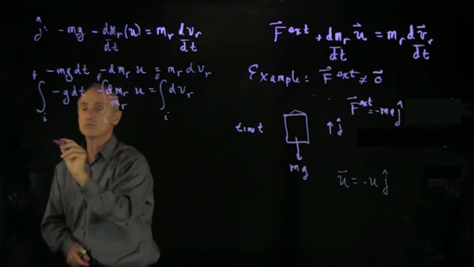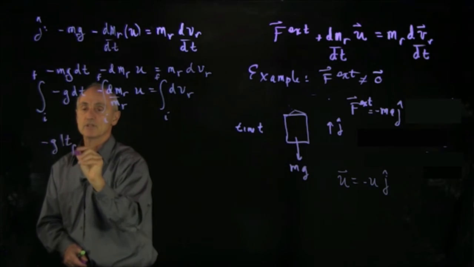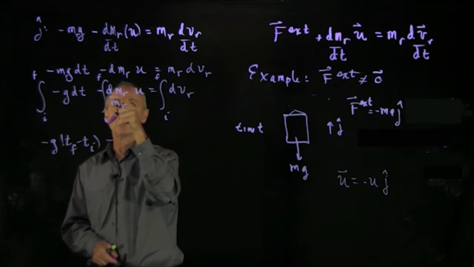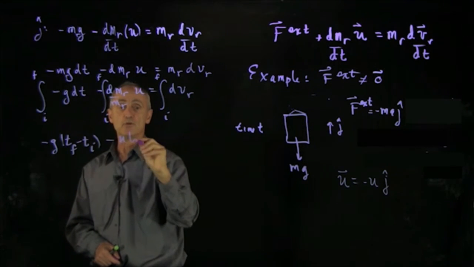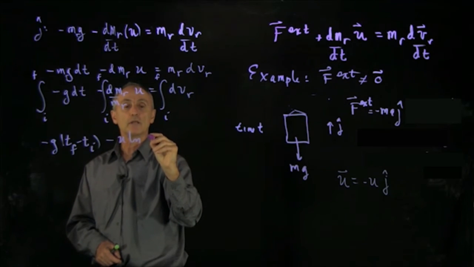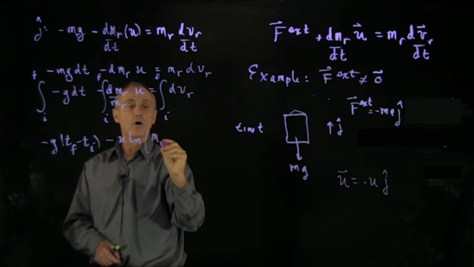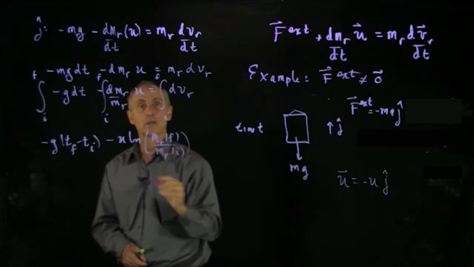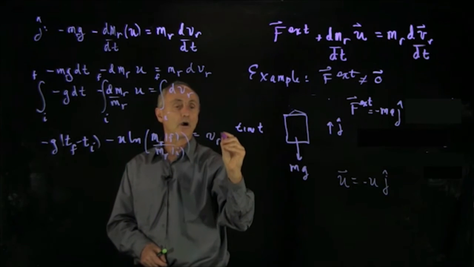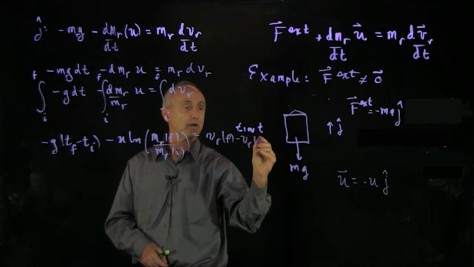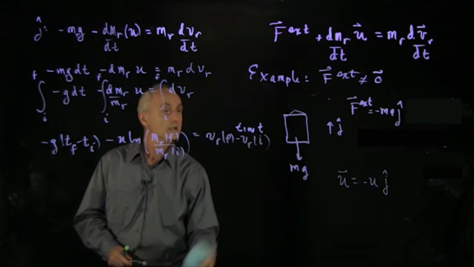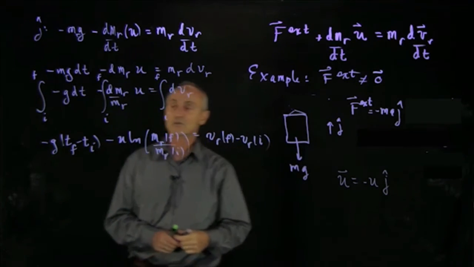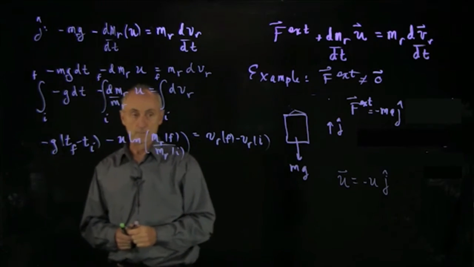And what we see here is we have minus g times t final minus t initial because we're integrating with respect to time. Here we're integrating mass, so that's minus u natural log. And I'm going to write this as m_r final over m_r initial. And over here we have v_r final minus v_r initial. And let's just remove that time t. And so now here is our rocket equation.